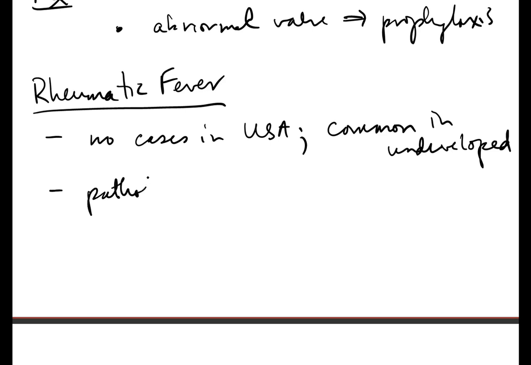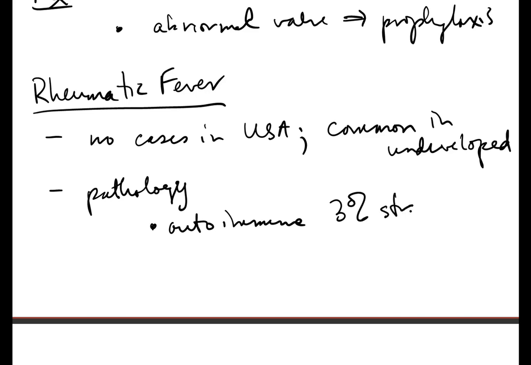The pathology of this disease, it's considered to be an autoimmune disease that arises in about 3% of any given strep pharyngitis. Now you notice it's a pharyngitis. You can get glomerulonephritis from either pharyngitis or cellulitis, but you only get rheumatic fever when it's the sore throat.